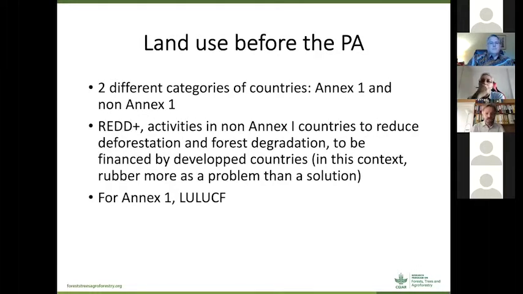Until the Paris Agreement, there were really two different categories of countries, the Annex I countries and the non-Annex I countries. And this had very important consequences in the past on the way land use activities were considered, with REDD+ activities in non-Annex I countries to reduce deforestation and forest degradation to be financed by developed countries. And for Annex I countries, a much broader coverage of land use activities, including agriculture, land use change and forestry, the so-called LULUCF. But with the Paris Agreement, all land use activities are now covered in all countries.